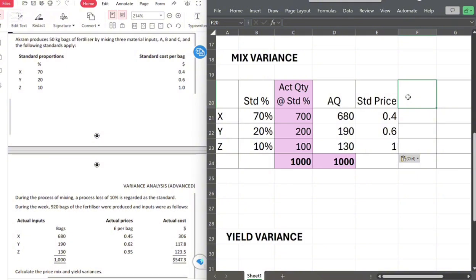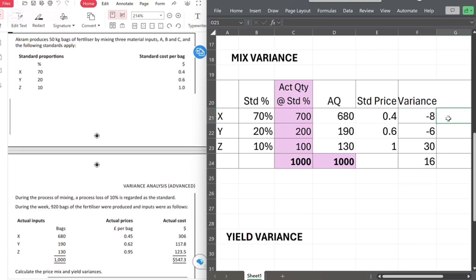Then we can compute our variance for each of those materials. And that means for X, we're going to have actual, this is our actual, minus standard, multiplied by the standard price. Yeah, and we have minus 8. The same thing we will do for all the other materials. And we can get our total, which is the sum of everything. And that is 16. But is it adverse?